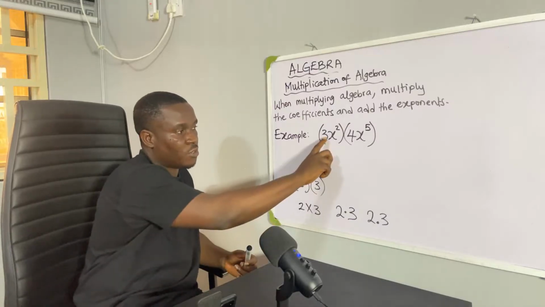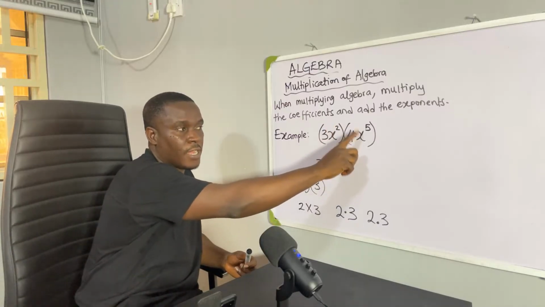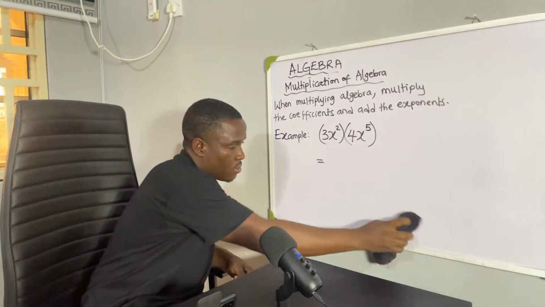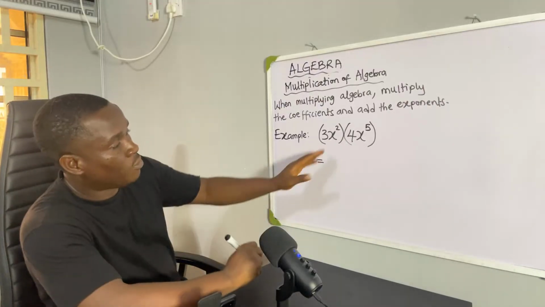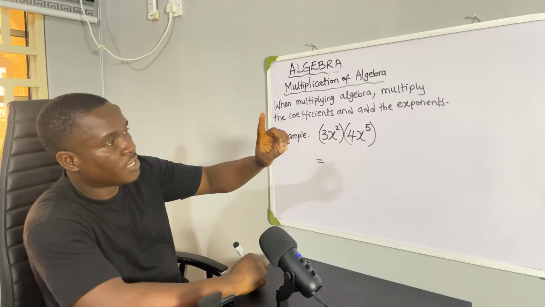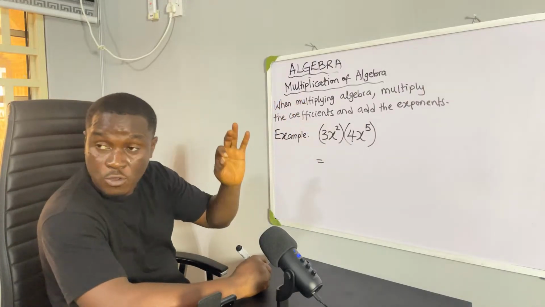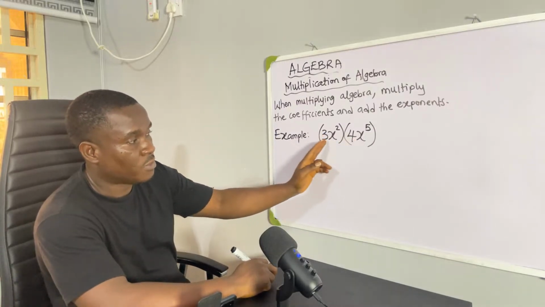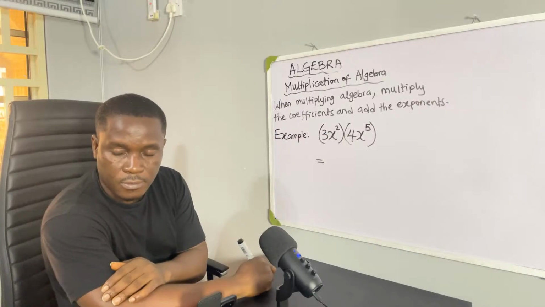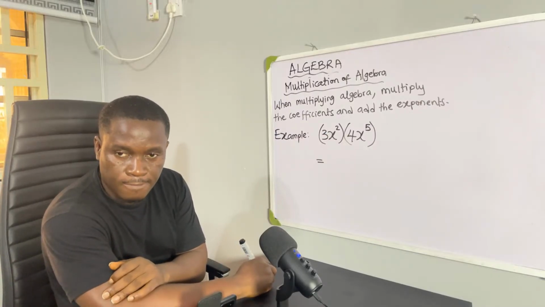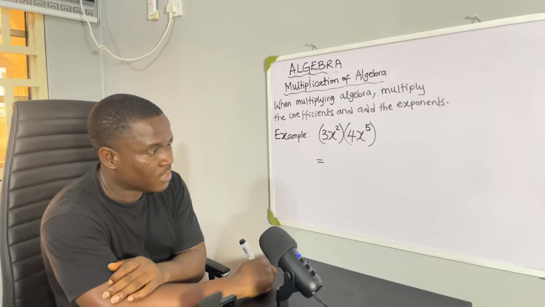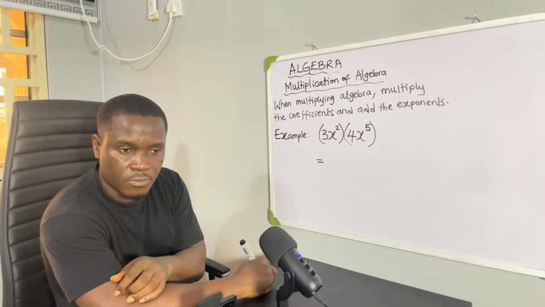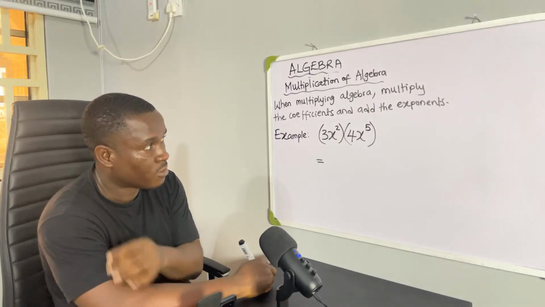So this situation means 3x squared multiplied by 4x to the 5th power. Okay. So we are multiplying these two algebras. The principle states that when you're multiplying algebra, you multiply the coefficients, you add the exponents. So in these two algebras, what are the coefficients? The first is 3. And the second is 4. What are we supposed to do to them? Add them. Look at the instruction.